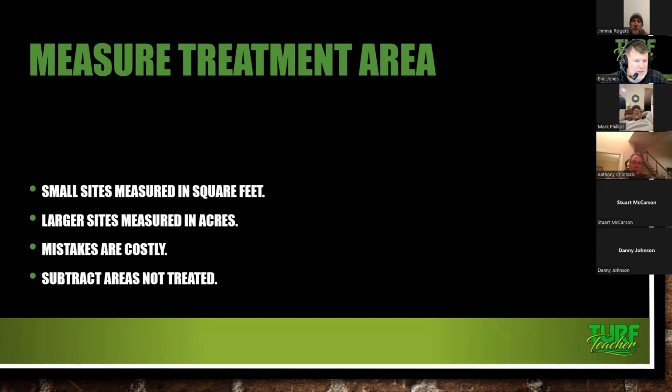How are you guys actually measuring? Are you using any type of software? Are you using Google Earth? Are you using some of the lawn suites? How are you guys measuring your properties? Because that should be prevalent on our to-do list.